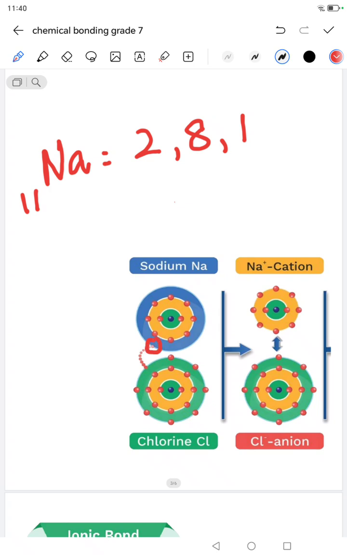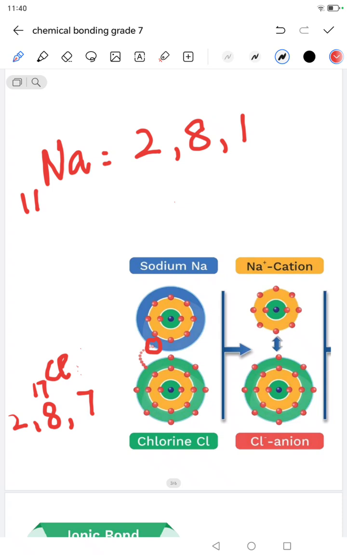So this electron is donated to the chlorine atom, which has the atomic number of 17. This chlorine 17 has 2 electrons in the first shell, 8 electrons in the second, and in the third it has 7.